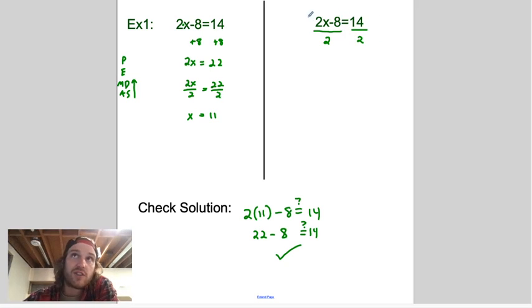So if I divide this whole side of the equation by 2, I'm dividing each of these by 2. 2 divided by 2 is 1x minus 4. 14 divided by 2 is 7. Add 4 to both sides. The opposite of subtraction is addition, and you'll get x equals 11.